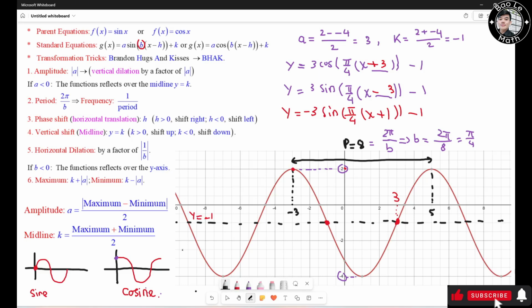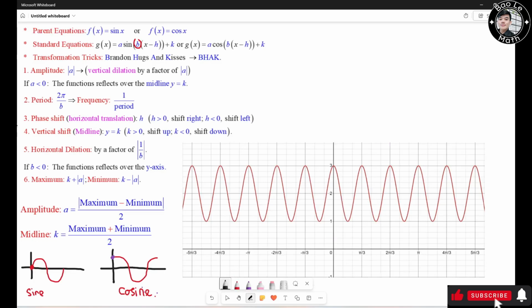Alright, so you could write a different function by picking this point, this point, or the minimum right here. If you pick these points, it's going to be a cosine function. So you have infinitely many solutions for this graph in terms of sine and cosine.